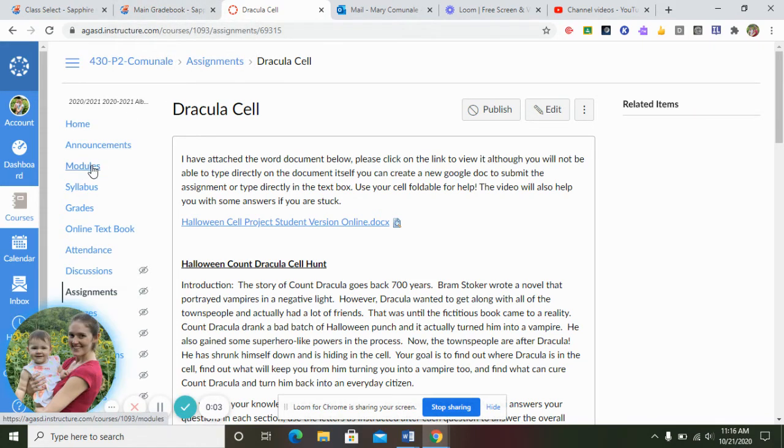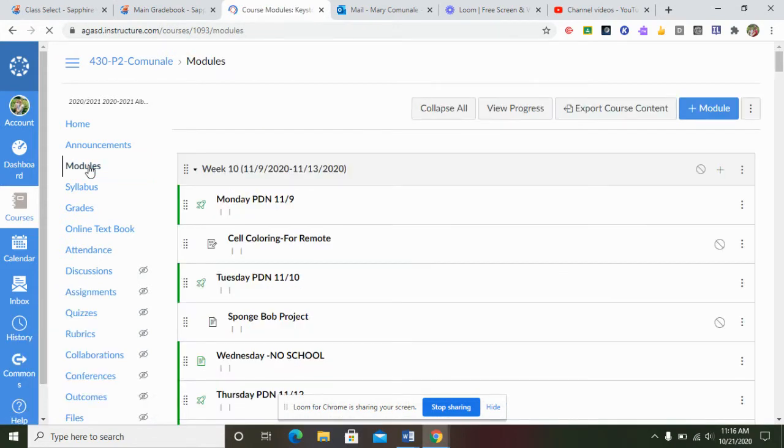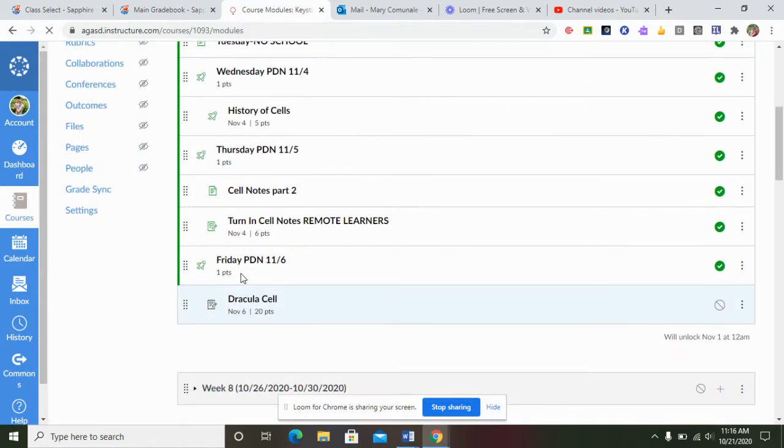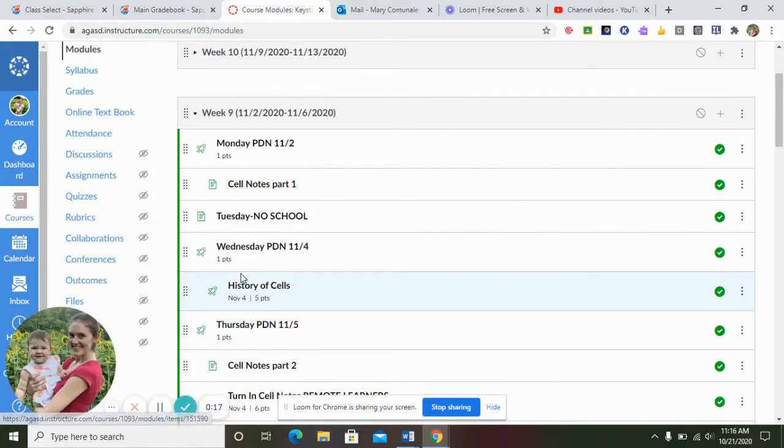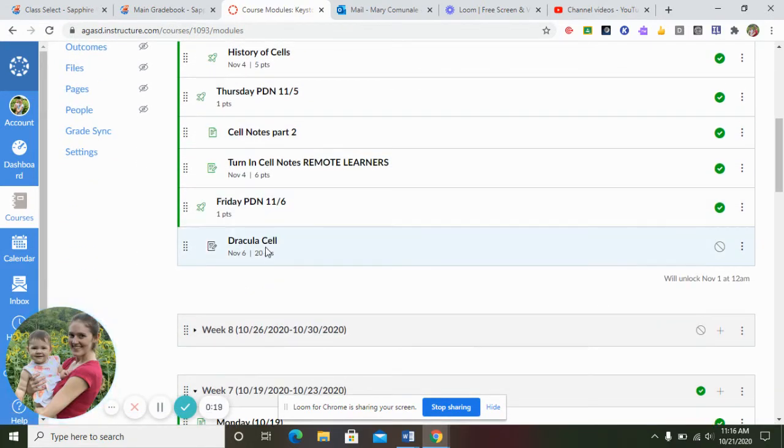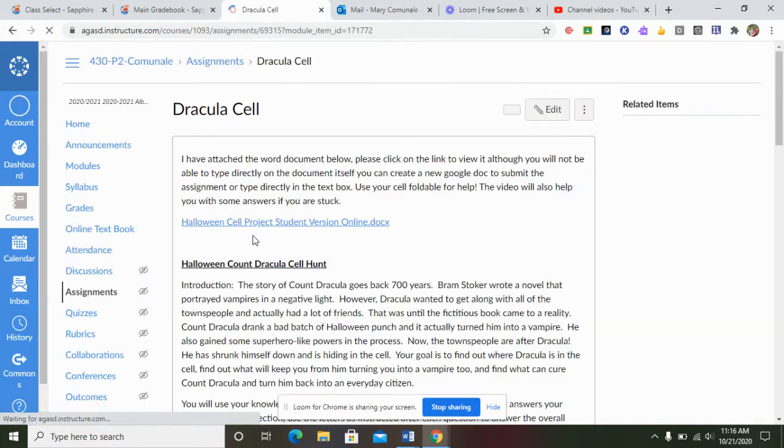Alrighty guys, so today we are working on a little Halloween activity. I know it's a little bit after Halloween, but I figured it would be fun anyways. So if you look under week 9, we're under Friday. It's called the Dracula cell. So we've already done the notes on cells at this point, and you will need either to access those notes or, if you have your foldable, use that if you're in class.